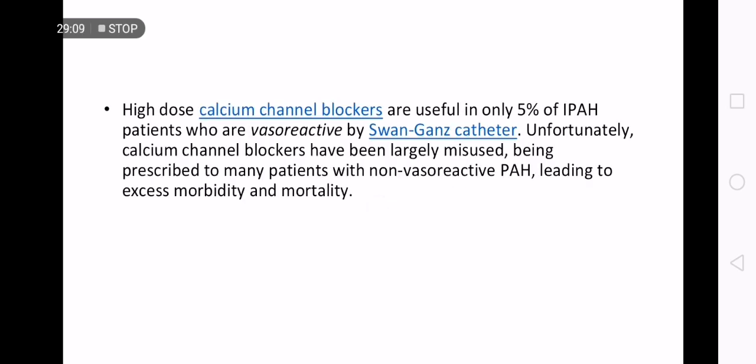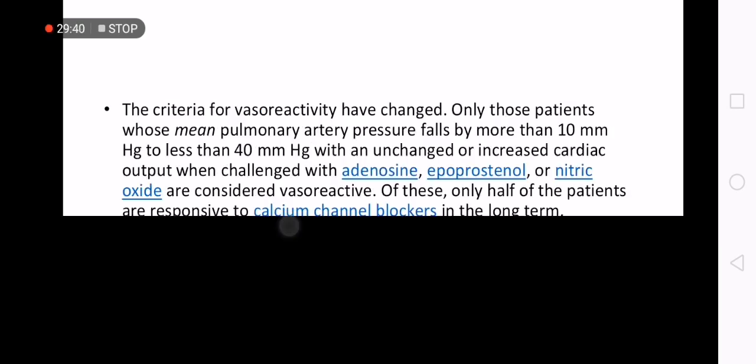High-dose calcium channel blockers are useful in only 5% of idiopathic pulmonary arterial hypertension who are vasoreactive by cardiac cath. Unfortunately, we abuse calcium channel blockers in pediatrics, which might lead to excess morbidity and mortality. So we have to do cardiac cath first. If there is vasoreactivity of the pulmonary vessels to oxygenation, we can use them, and it only helps in 5% of the cases.